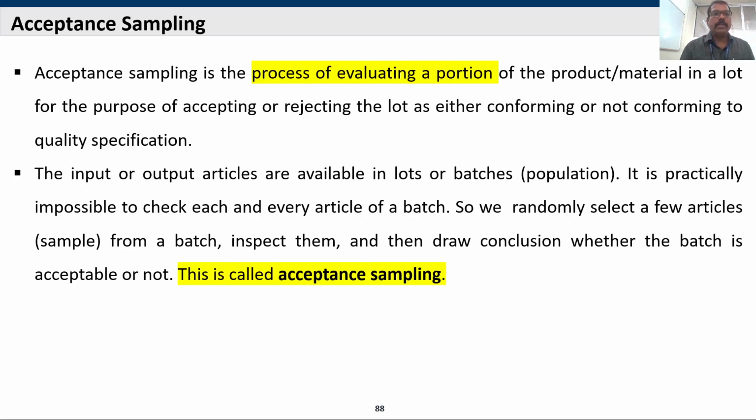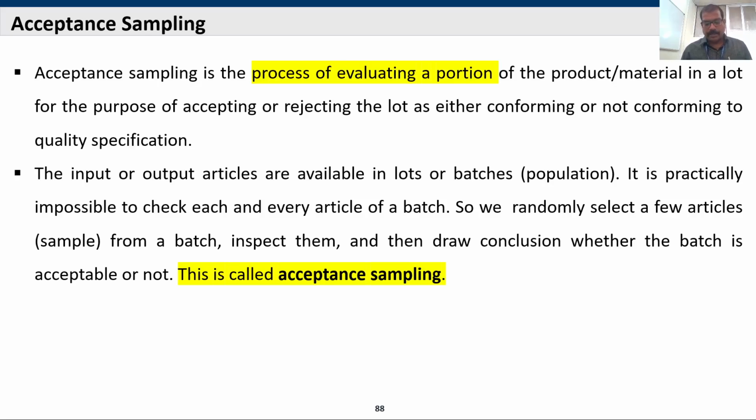This video will discuss acceptance sampling under Unit 5 of Metrology and Quality Control. I think this could be the last video for the fifth unit.